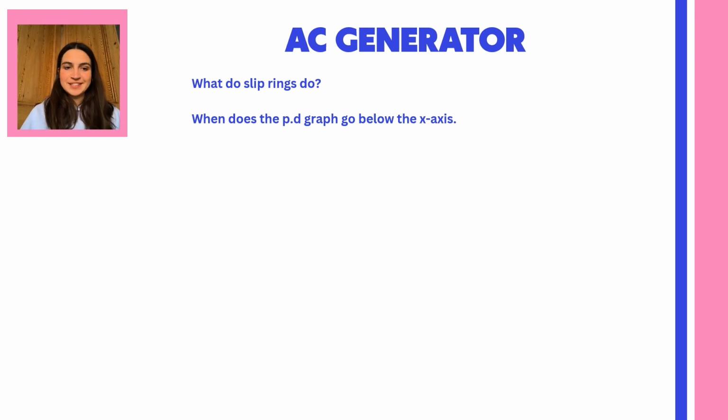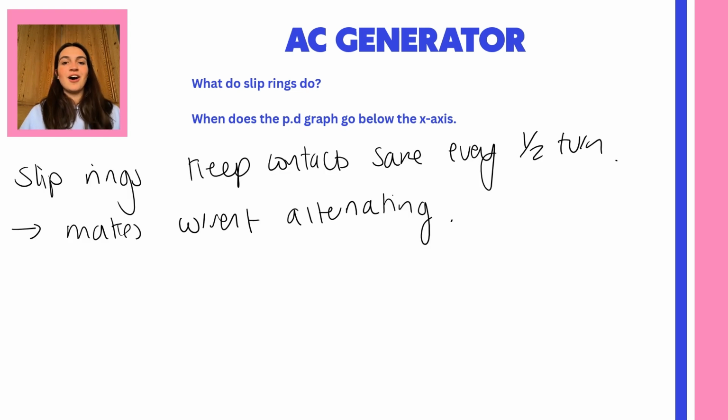Okay, what do slip rings do, and when does the potential difference graph go below the x-axis on an AC generator? So slip rings are your AC generator's way of connecting this coil to the external circuit, and those keep the contacts the same every half turn, which therefore makes the current alternating. Okay, so it's a bit counterintuitive. The contact staying the same makes the current alternating, and in my DC one, the contacts changing every half turn makes my current direct.